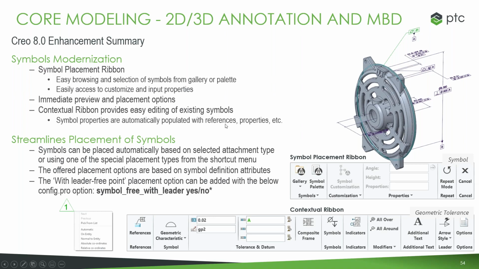So much easier to browse through your symbol gallery, pick things from your palette, options for things like repeat mode to quickly place multiple instances of a symbol on the drawing. When I pick on the symbol, the ribbon comes back up, so I can quickly customize, work with that, change that around.